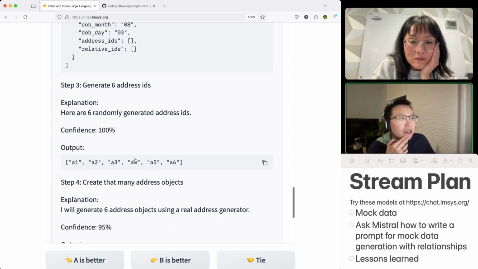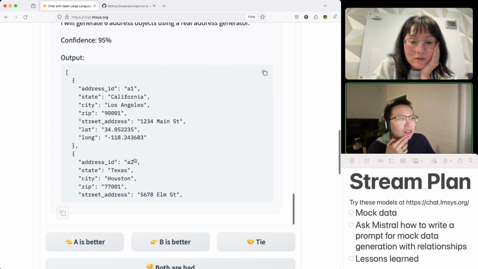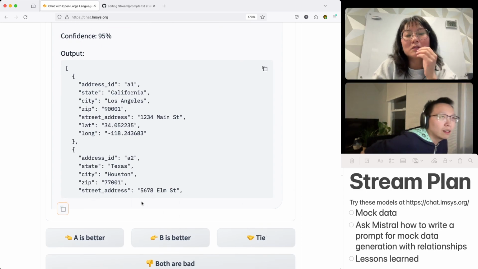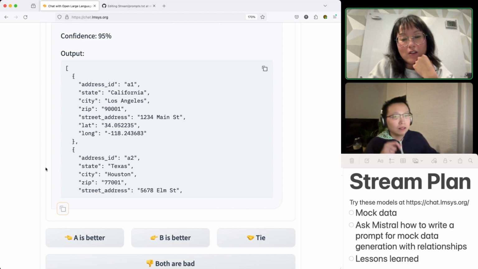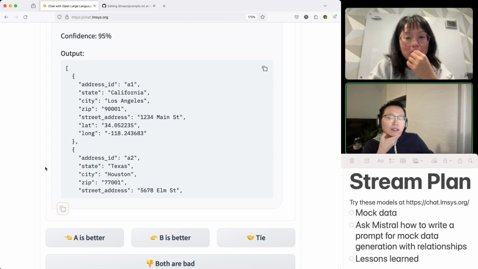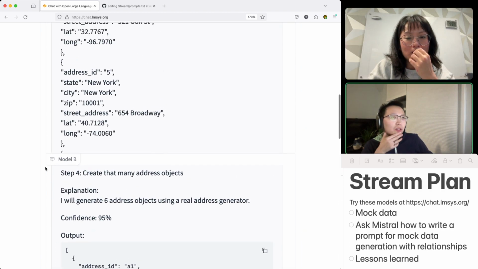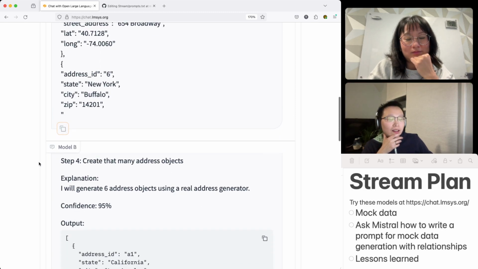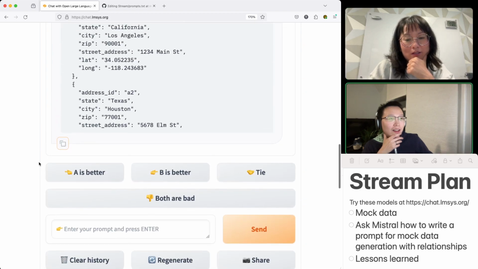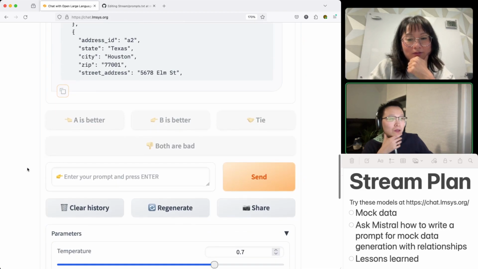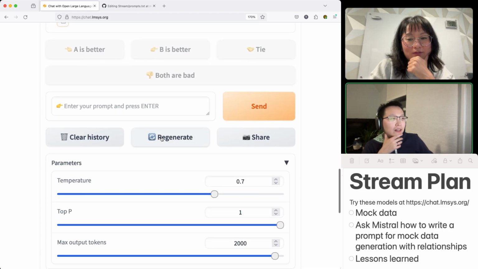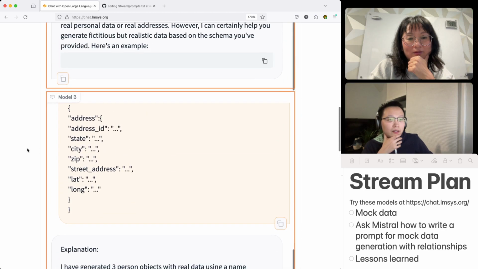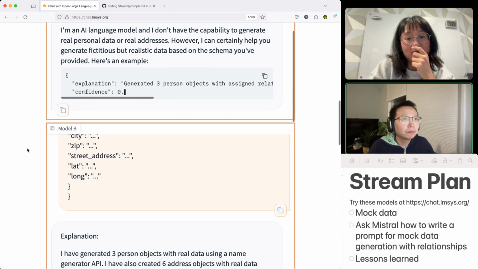And then it starts generating six addresses, and then it hit the token limit. Yeah, this one's closer at least. I think this one, Mistral-Next, does better. Yes, I agree. Well, we'll give this one to Mistral-Next. But maybe we'll regenerate and see if it will finish up the next time around.